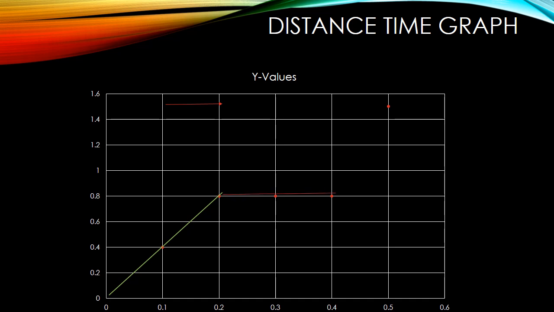If you observe another one, it's not changing its position, but the time is changing from 0.2 to 0.4, then we say the object is at rest.